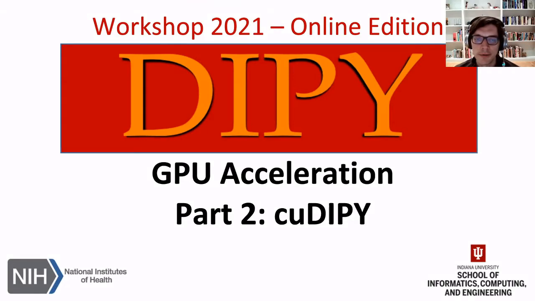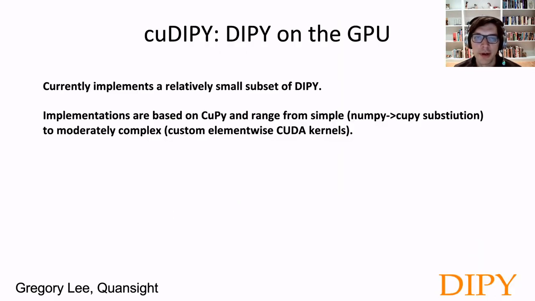This is part 2 of the talk on GPU acceleration, and in this part we'll be covering cuDIPY. cuDIPY is basically a subset of DIPY implemented on the GPU. It's a fairly small subset at the moment, but has a number of interesting functions such as for tissue segmentation and non-rigid registration.